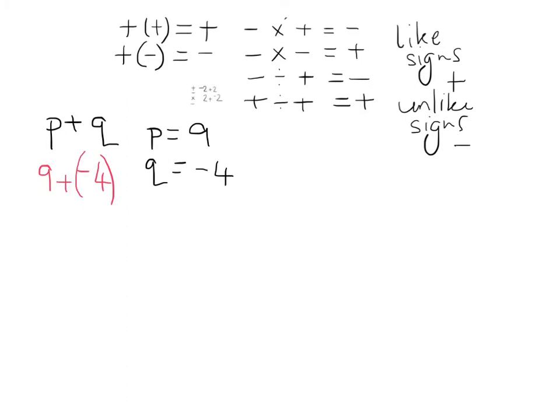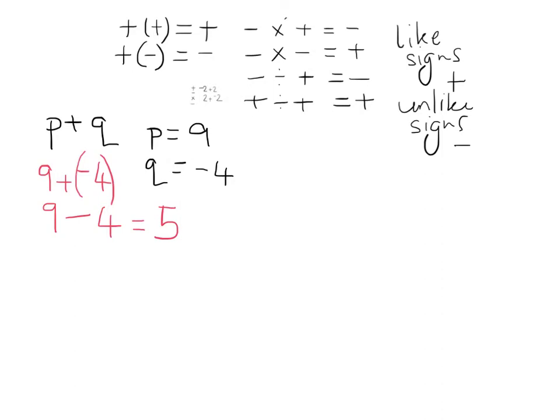Alright then, so we've got 9 plus negative 4. We've got two symbols next to each other without a number in between. So we have to use our rule box here. So a positive and a negative, that becomes a negative. So you rewrite the sum. 9 take away 4. And we can do that, it's nice and simple. 5. Okay?